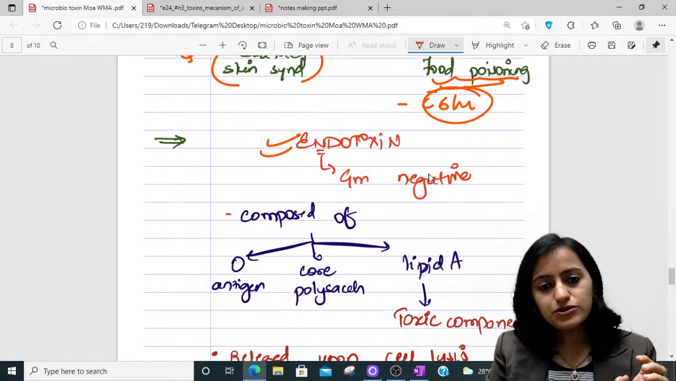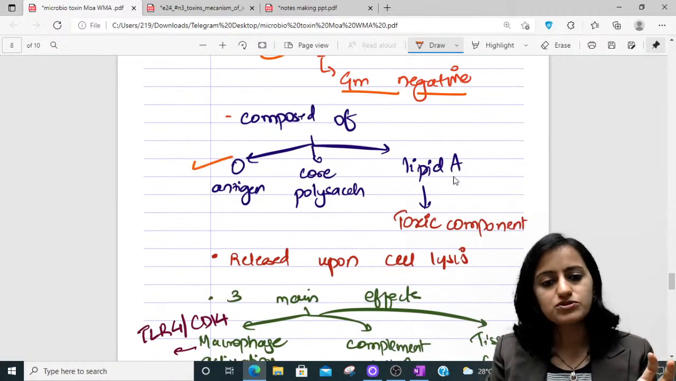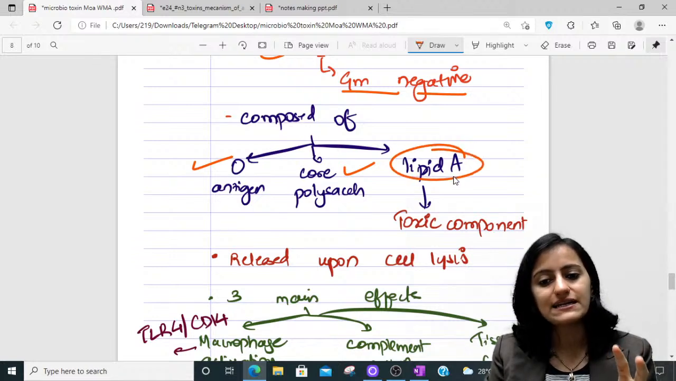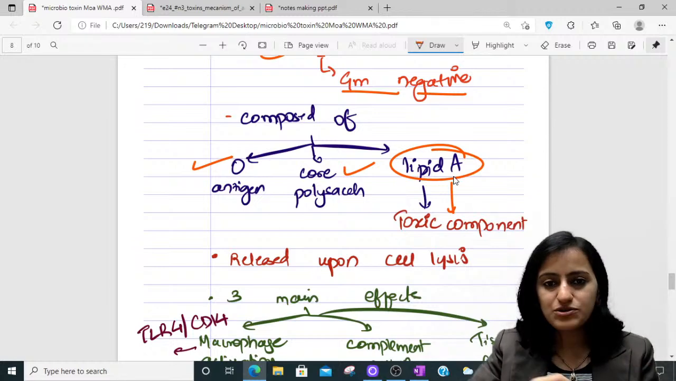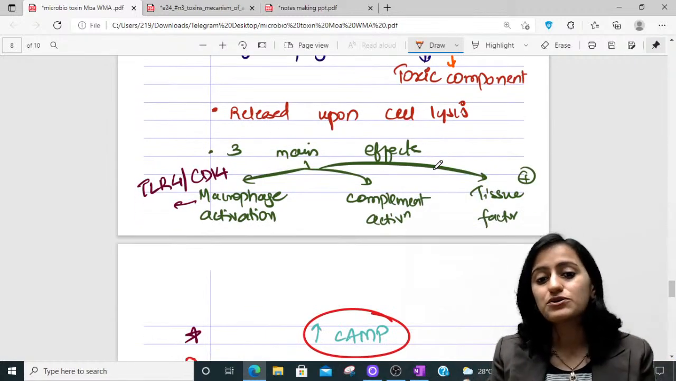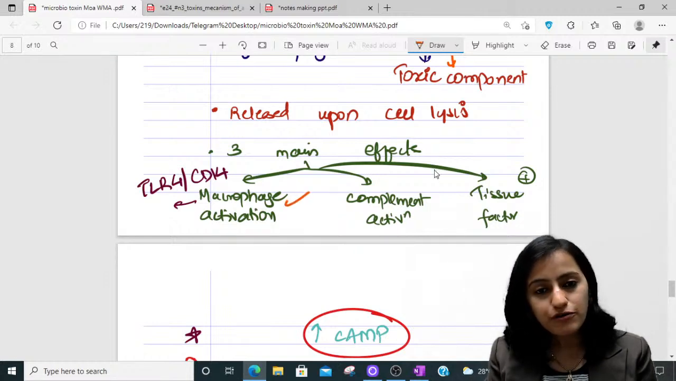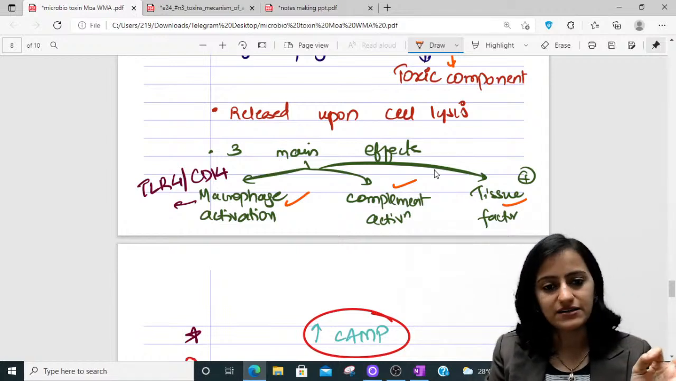Coming to your endotoxin, which is present generally in gram-negative bacteria and gram-positive Listeria, composed of O antigen, core polysaccharide, lipid A. Lipid A is the one which is your toxic component. When is it released? Upon cell lysis. What are the three main effects? Your endotoxins cause macrophage activation, complement activation, and tissue factor activation.